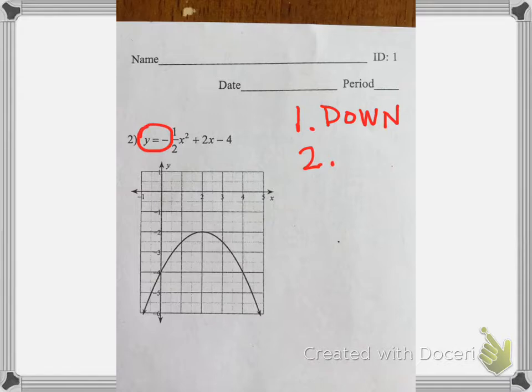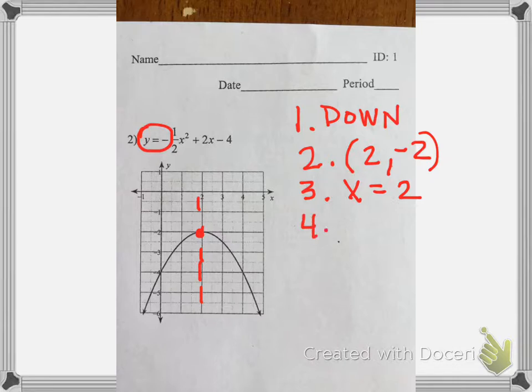Alright. Second, the vertex. The vertex is this point right here: (2, -2). Great. Third, the axis of symmetry. This is where you'd cut it down the middle so it would fold. The axis of symmetry is always a line. For this one, the line is x equals 2. That would be the axis of symmetry.